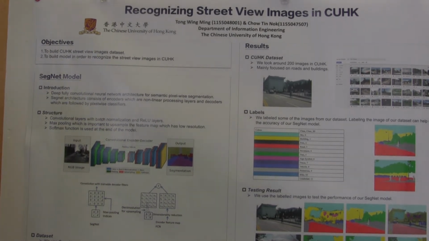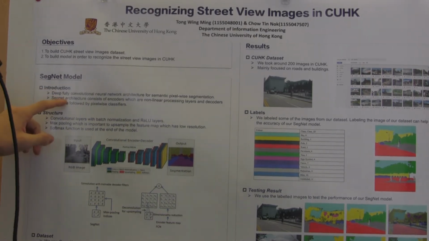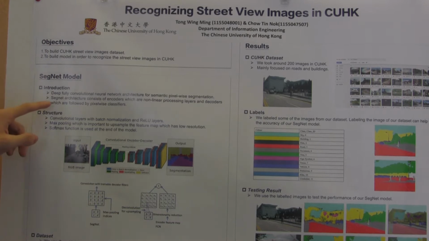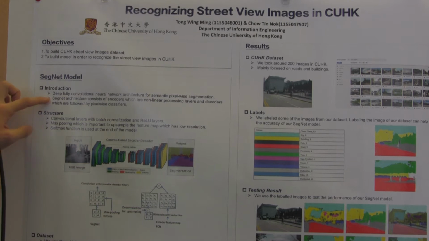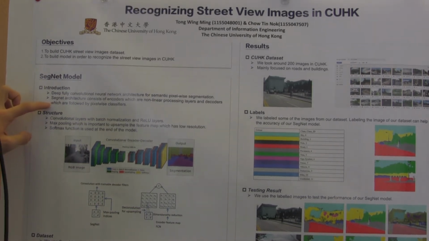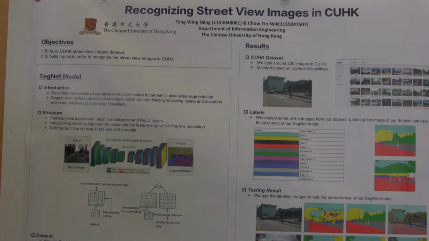In our project, we mainly use the SegNet model. The SegNet model is a deep, fully convolutional neural network architecture for semantic pixel-wise segmentation. The SegNet architecture consists of encoders, which are nonlinear processing layers, and decoders, which are followed by a pixel-wise classifier. The detailed structure is that the SegNet model first undergoes convolutional layers with batch normalization and ReLU layers. After that, it undergoes max pooling, which is important to upsample the feature map, which has low resolution. Finally, it undergoes a softmax function.